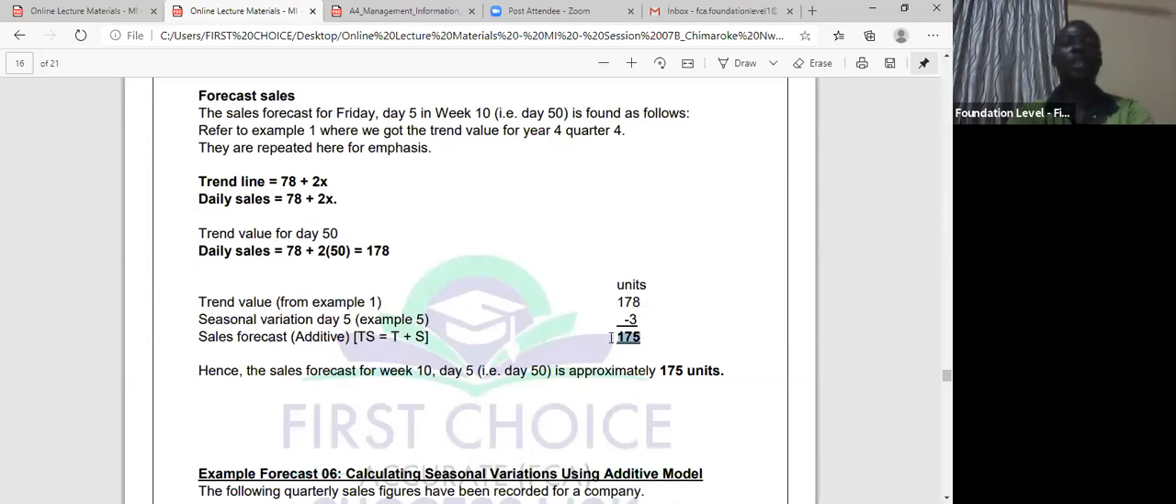So it means that the sales forecast for day 5 of week 10, which is day 50, is approximately 175. So this makes it more realistic. If you have just taken 178, you didn't put in the peculiarities of day 5.